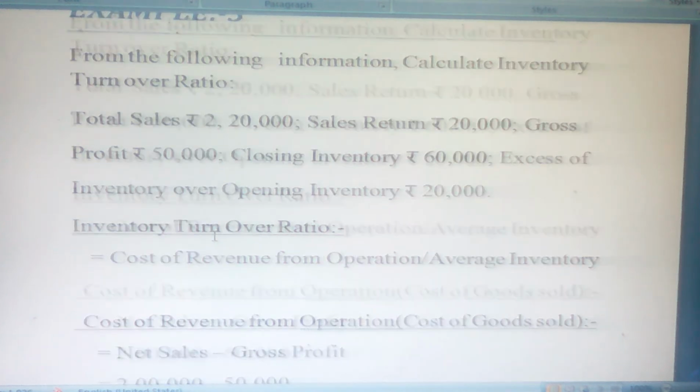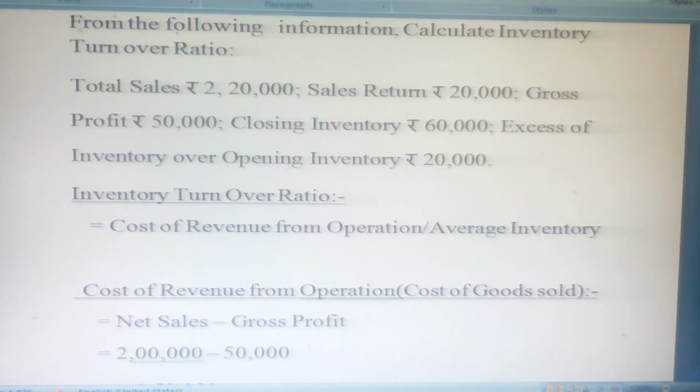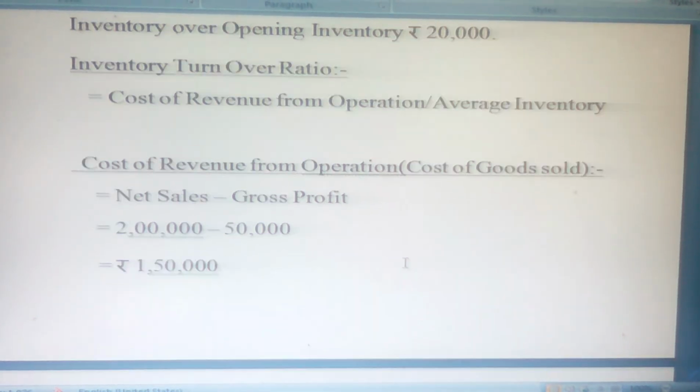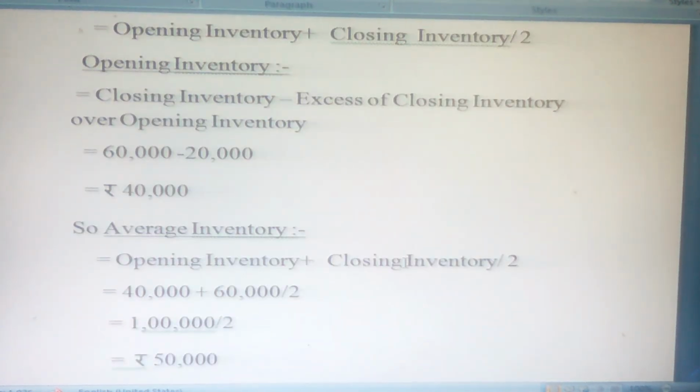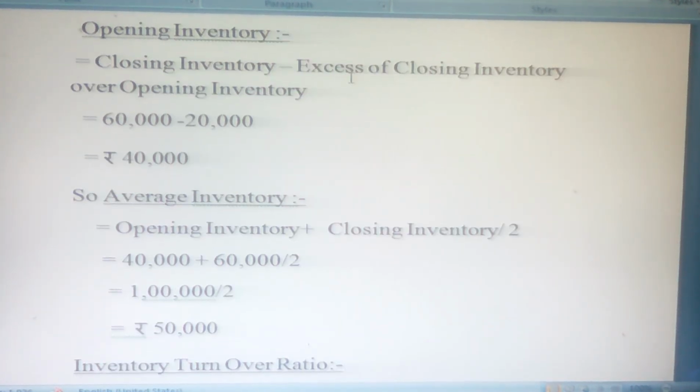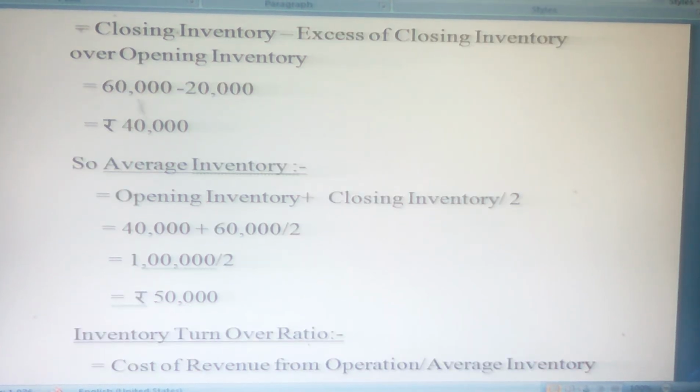That is the meaning of the information here: excess of inventory over opening inventory is 20,000. Okay, that is the extra. So when you deduct the 20,000, you will get the opening inventory. That's the discussion here. So you must read the sentence very carefully. So 60,000 minus 20,000, you will get 40,000.